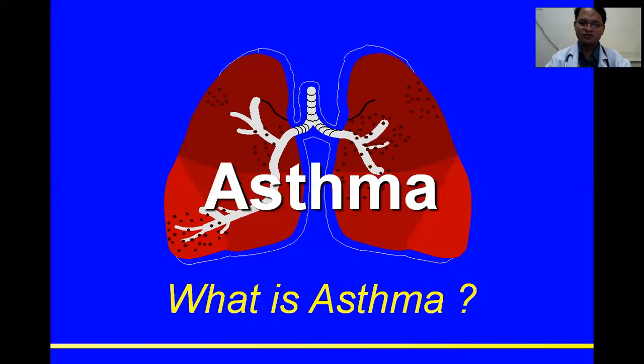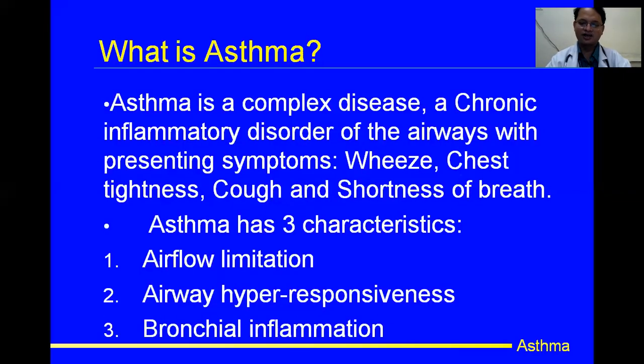So what's asthma? What does it mean? Asthma is a complex disease, a chronic inflammatory disorder of the airways with the presenting symptoms. Patient presenting with the following symptoms. These are wheeze, chest tightness, cough, and shortness of breath.